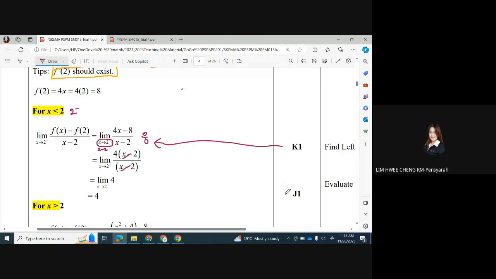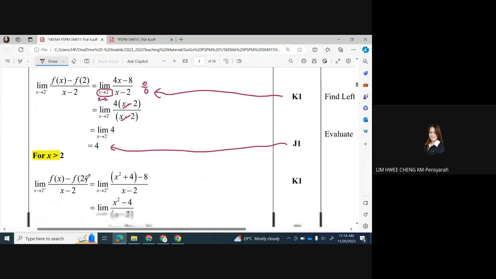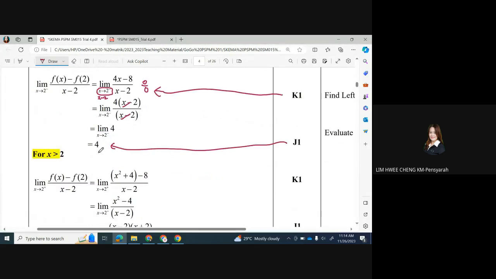And then you evaluate, you get J1 until you get 4. Okay, so for the case which is 2 positive, 2 positive besar daripada 2, 2 positive right limit. So saya guna formula yang sama. So yang ini pula dia akan approaches 2 positive.